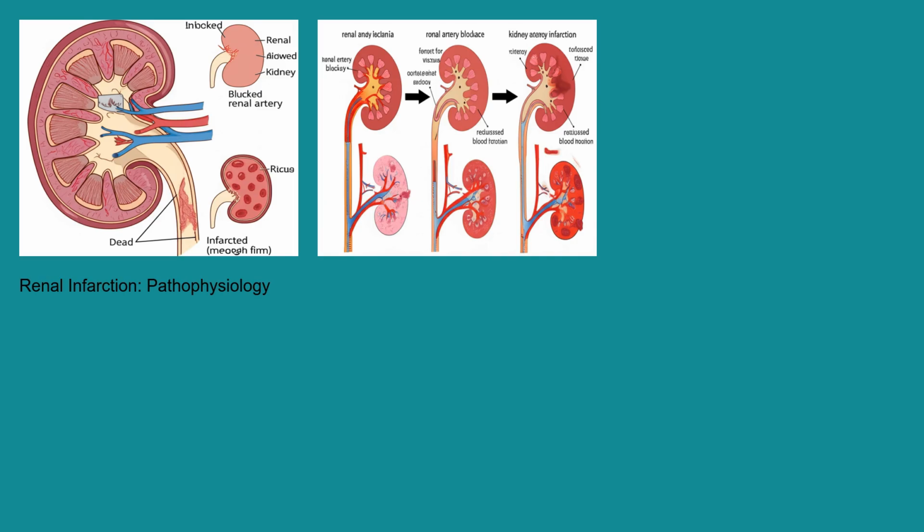Let's delve into the pathophysiology. When the renal artery becomes blocked, the kidney tissue downstream is deprived of oxygen, a state known as ischemia. If the blockage persists, the kidney cells start to die, resulting in infarction. The severity of the infarction depends on the size and location of the blockage, as well as the overall health of the kidney. A large infarction can lead to significant kidney damage and potentially compromise kidney function.